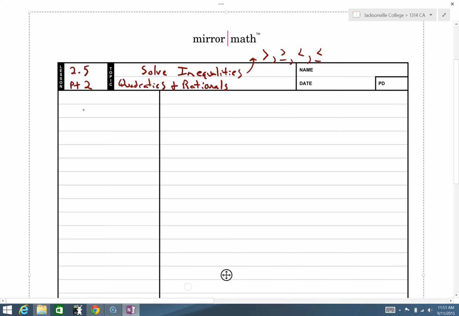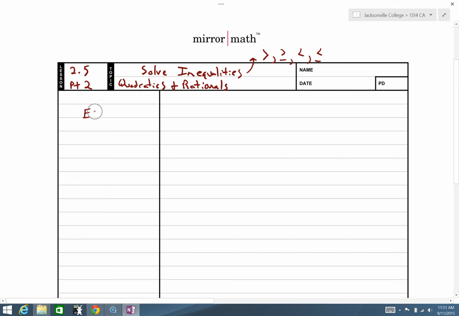Okay, let's take an example of this quadratic inequality. Example number 1. Let's say we have x squared minus x is greater than 6. All right, it's a quadratic because it has this squared term here. Step 1, we're going to determine the zeros of the associated quadratic equation.